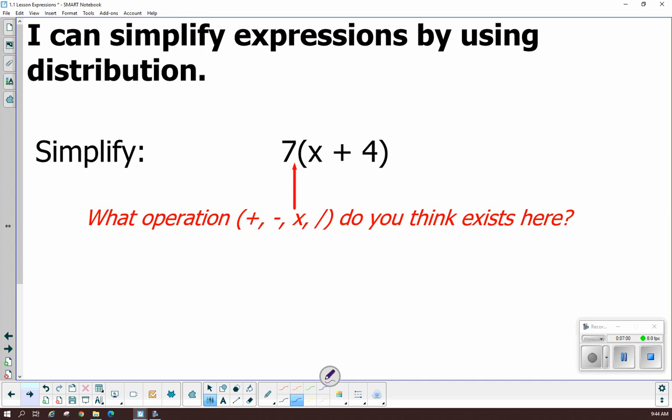The other way I can simplify is just by performing any operations that exist. So here I have 7, and then in parentheses I have x plus 4. There's an operation that exists there. I want you to take, I don't know, 15 seconds. Think about if you know what operation exists there. Plus, minus, multiplication, or division.